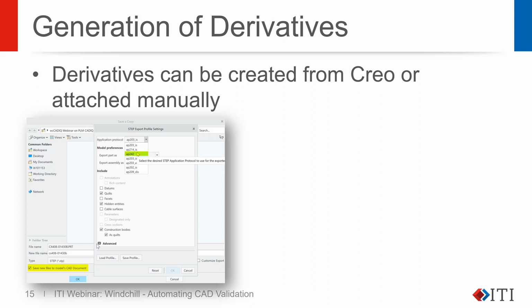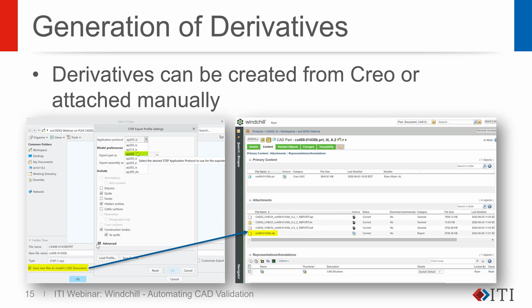Oftentimes you may not be using Creo to generate your derivatives. You may also be using a third-party solution to generate those derivatives. Those derivatives can be uploaded and attached to the document right from the Windchill PDM link interface. So regardless of how you're generating the derivatives and attaching them to the object, they are going to be stored as attachments right within the Windchill object's information page.